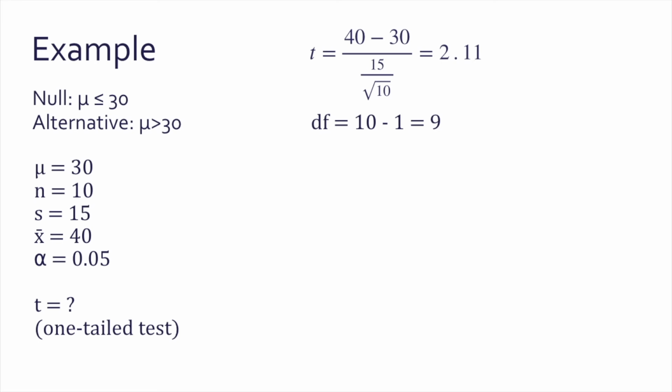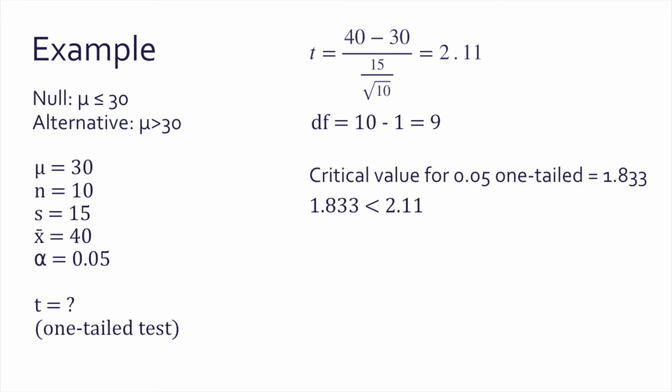Now, we're going to use both the critical value approach and the p-value approach to draw conclusions about our hypothesis. So first, the critical value approach, and the critical value for the alpha of 0.05 equals 1.833. And 1.833 is actually less than 2.11. So this means that our test statistic is higher than the critical value. And that means that we would normally at this point reject the null.